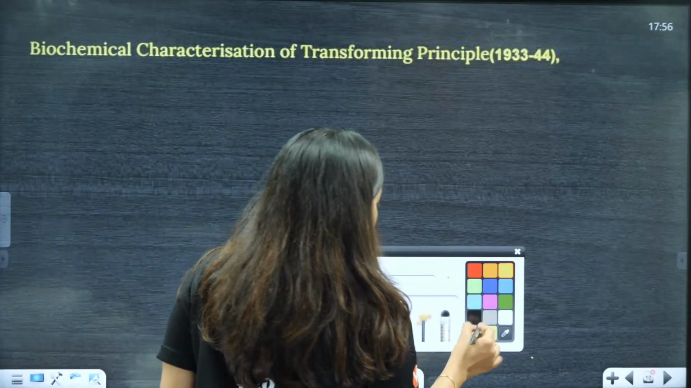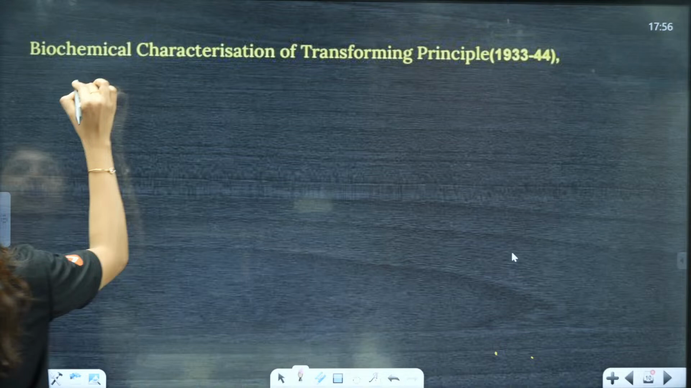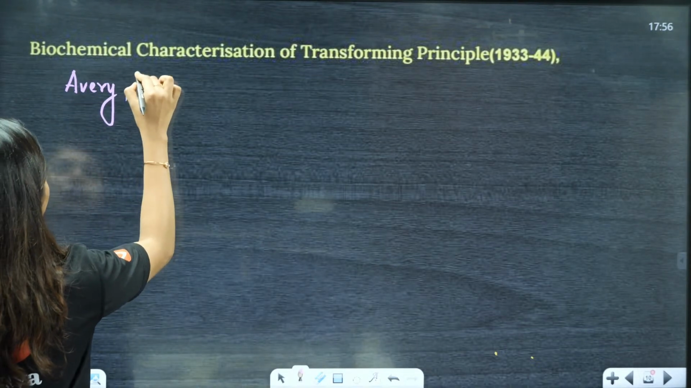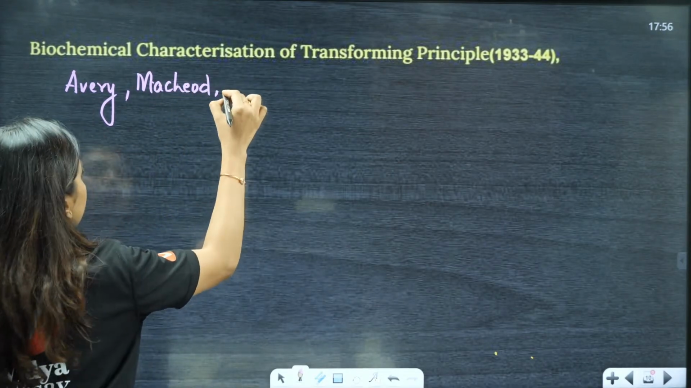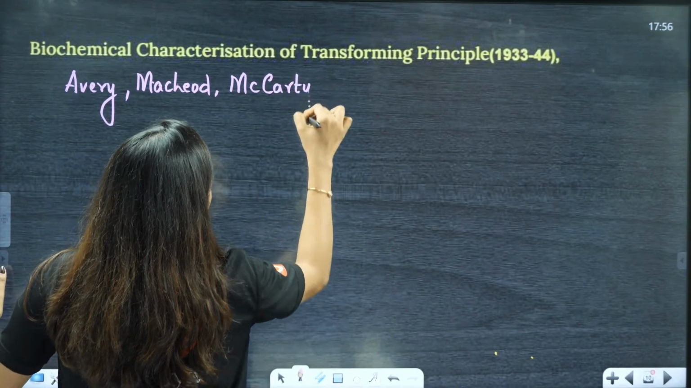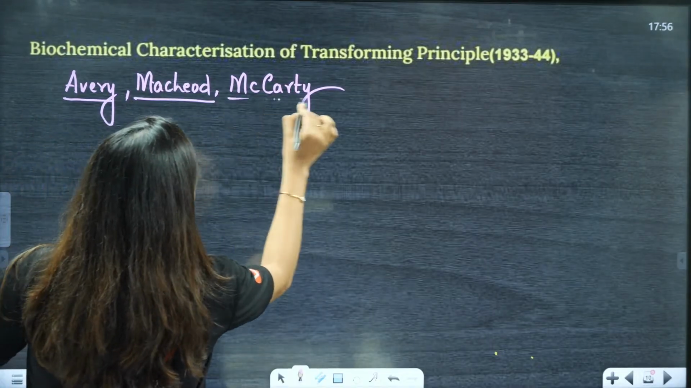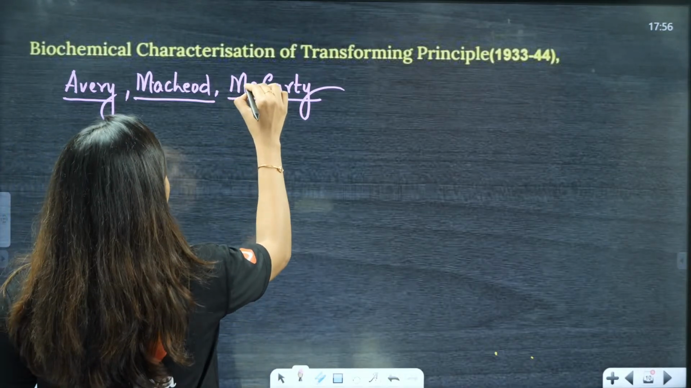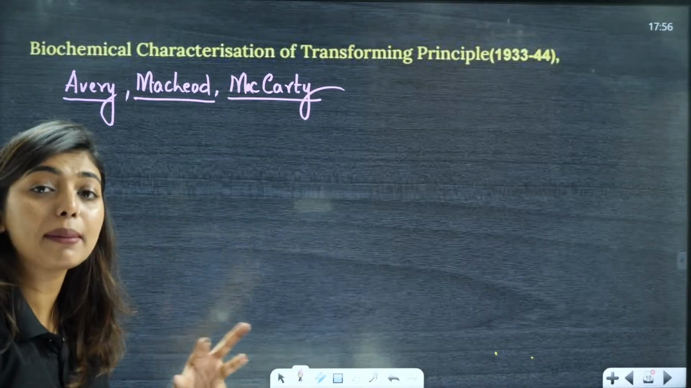Look, there are other people called Avery, MacLeod and McCarty. These 3 people were like, okay, wait a minute. I know something that I can do, okay? Something that I can do, that let's try to find the biochemical nature.